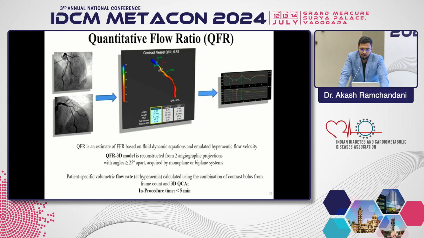There is one more concept, quantitative flow ratio. It is derived from angiography itself. What we do is take two angiographic projections at an angle of more than 25 degrees, monoplane or biplane. A software measures the flow rate and calculates using a combination of contrast bolus frame count and the 3D QCA. So this is also a new concept.